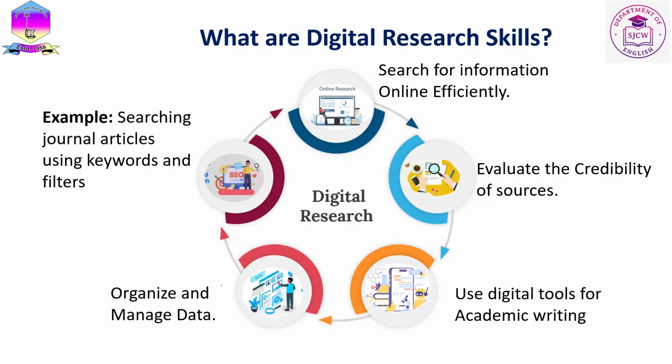What are digital research skills? Search for information online efficiently, evaluate the credibility of the resources, use digital tools for academic writing, organize and manage data. For example, searching journal articles using keywords and filters, because digital research has n number of papers, n number of sites related to research. So what exactly a researcher wants, they should first type the keywords. Accordingly, the sites will open and you can browse through the research sites.